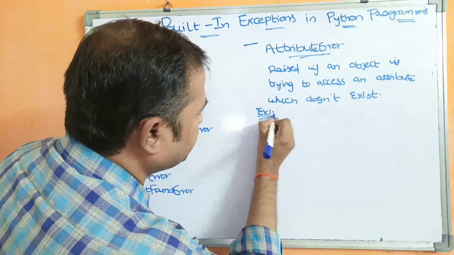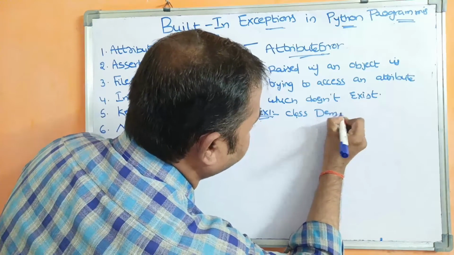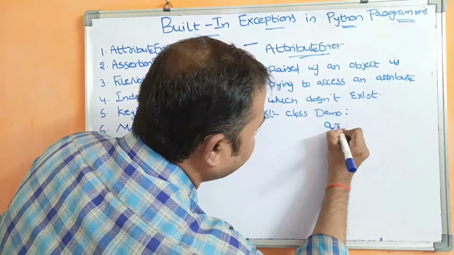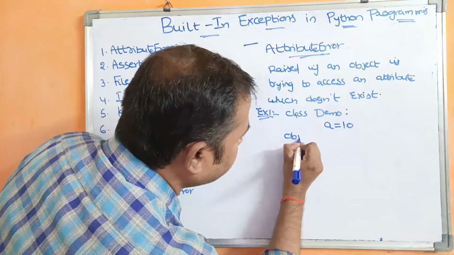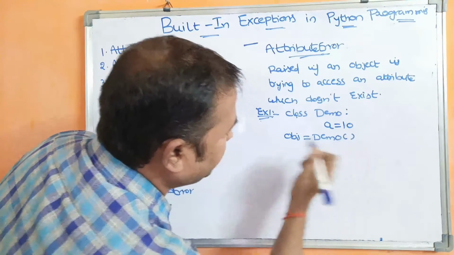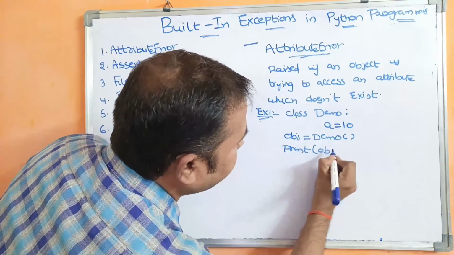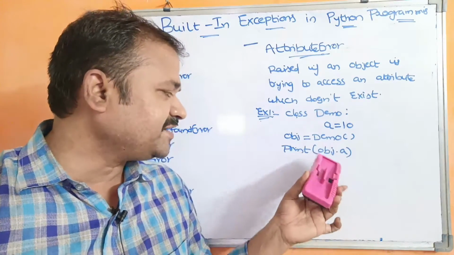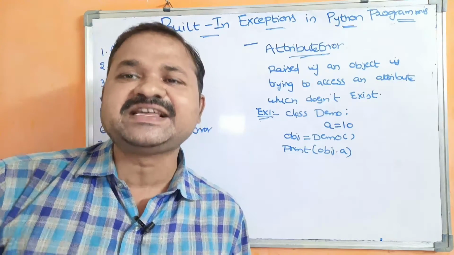Example 1. Class. Let the name of the class be Demo. Let it contain an attribute called a. Let a value be 10. Now let us create an object, obj is equal to Demo. Now let us display the a value. So print of obj.a. Whenever this program is executed, what is the a value? 10. So we will get 10 as the output.